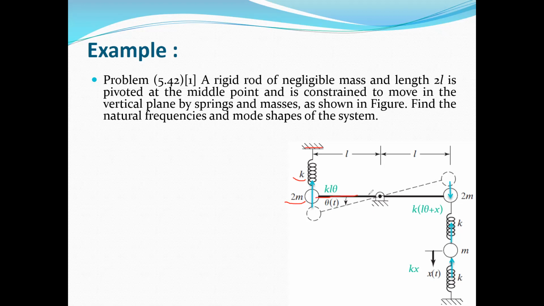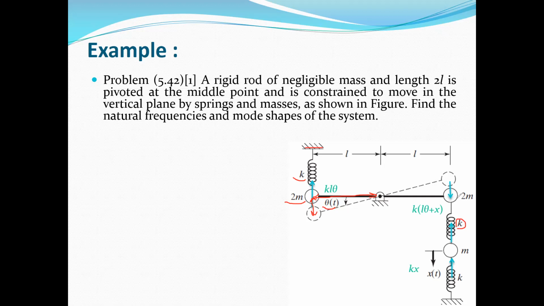This length is L, and because theta is small, this displacement is equal to L times theta. So this is the deflection or displacement of this point. The force in this spring is equal to k times L theta, or k times the displacement. We have another spring here on the right side of this rod.